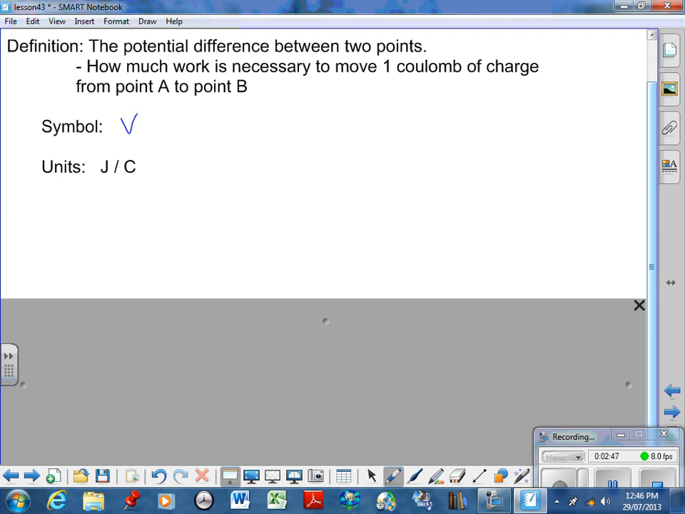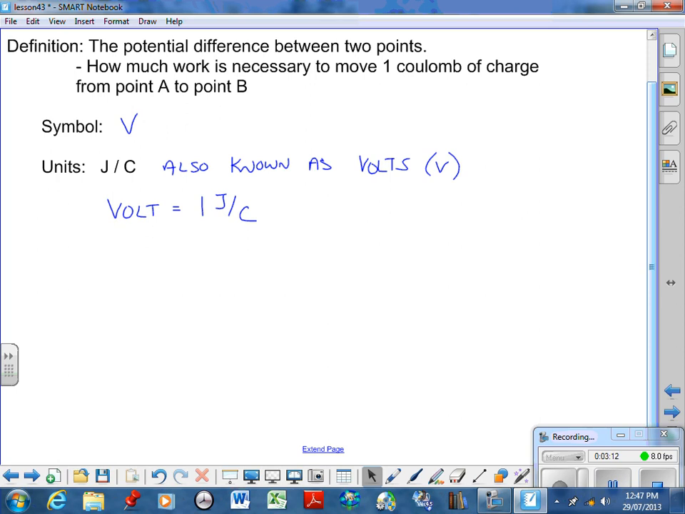Which is also known as volts, which is a V as well. So your voltage, a volt, is equal to 1 joule per, now I'm going to speak French, 1 joule for each or per coulomb. Okay, I'm going to leave it at that point there.